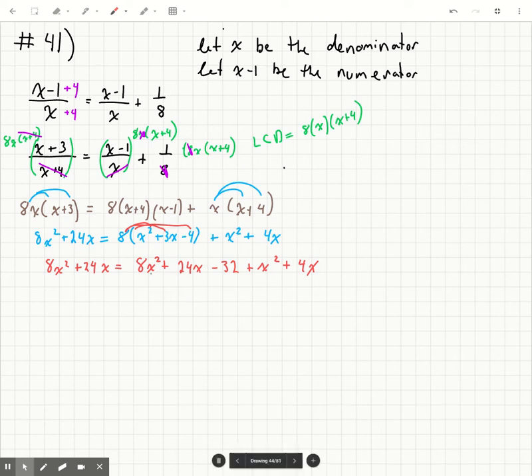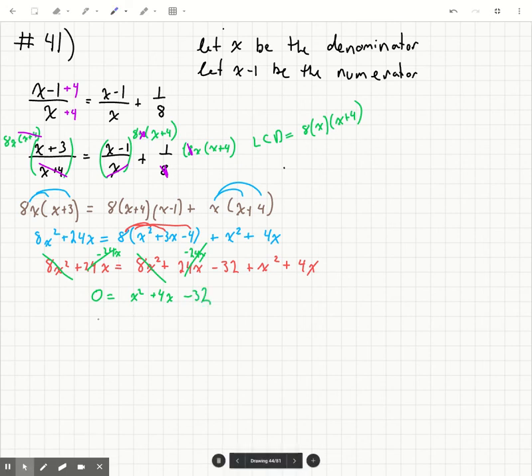All right, so now we're going to combine, well, look at this here. This is kind of handy. Right away we can see that if I subtract 8x squared from both sides, that's going to simplify out right there. We're going to subtract 24x as well. If I minus 24x there, that will be handy. So I'll have 0 on this side. So 0 is equal to x squared plus 4x minus 32.